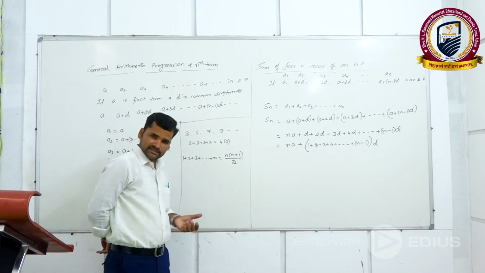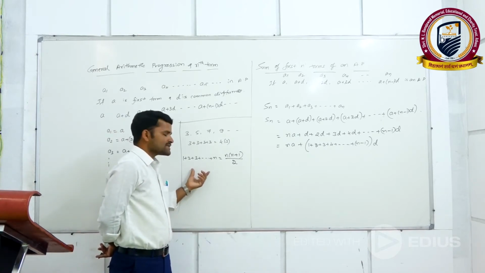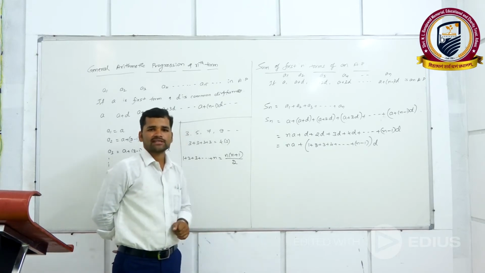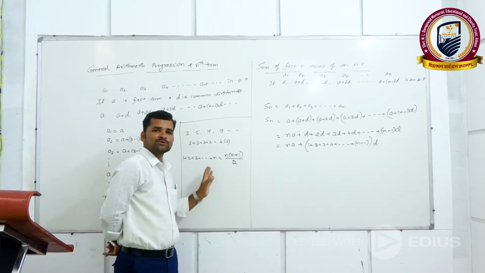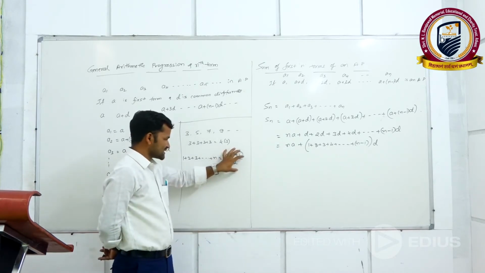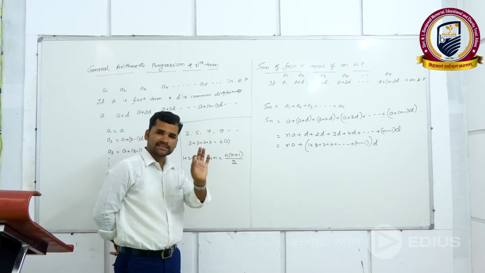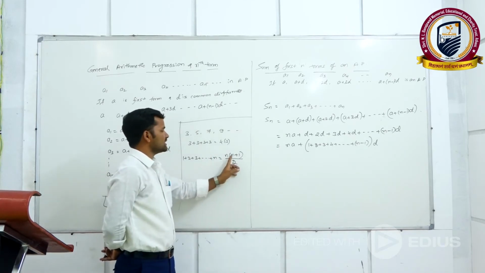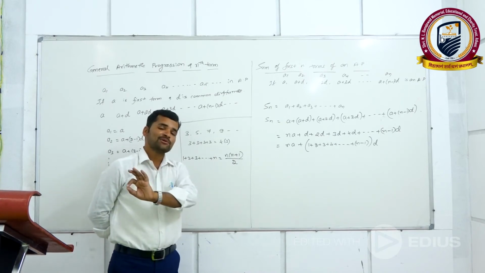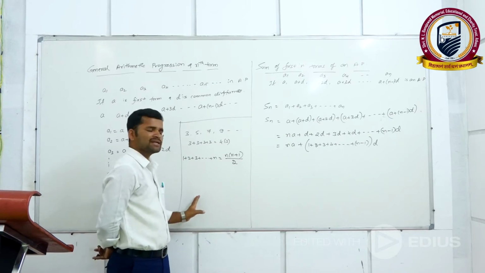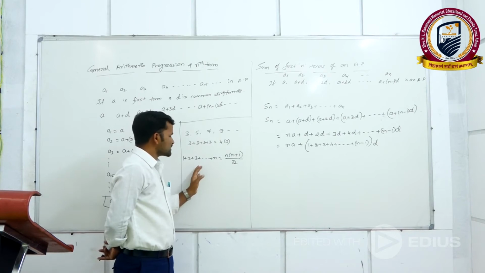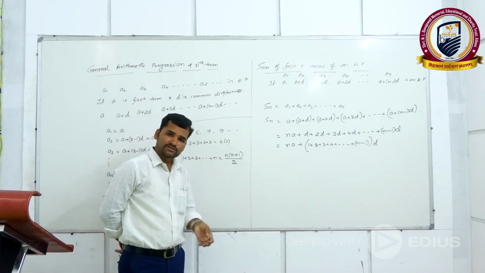And what does it mean? If they ask you to find the sum of first 10 natural numbers, that is 1 plus 2 plus 3 up to 10, we need not count and add. On the right hand side there is a formula, and there n is equal to 10, so you directly substitute: 10 into (10 plus 1), 10 into 11 by 2, you get the answer. That is the sum of first 10 natural numbers. Very simple it is. This one you need to remember. And suppose they ask you to find the sum of first 20 natural numbers, what to do?